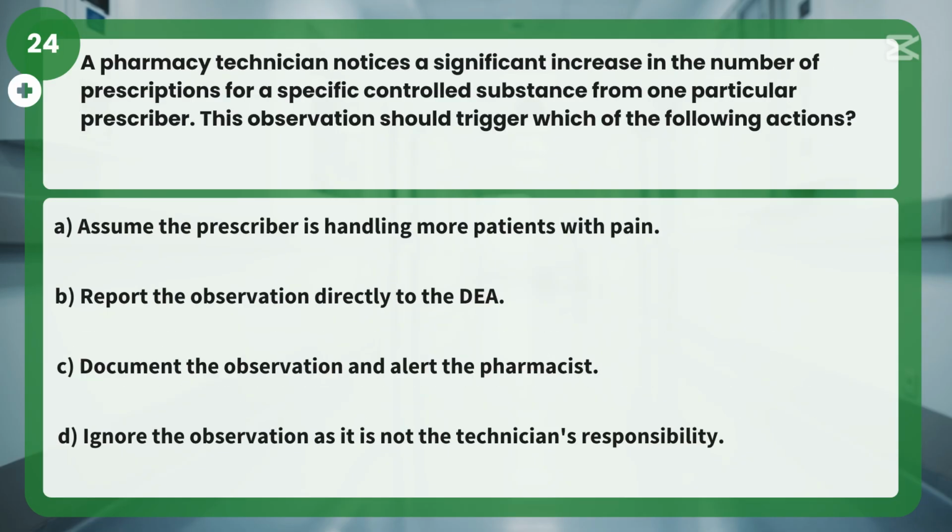Question 24. A pharmacy technician notices a significant increase in the number of prescriptions for a specific controlled substance from one particular prescriber. This observation should trigger which of the following actions? A. Assume the prescriber is handling more patients with pain. B. Report the observation directly to the DEA. C. Document the observation and alert the pharmacist. D. Ignore the observation as it is not the technician's responsibility.